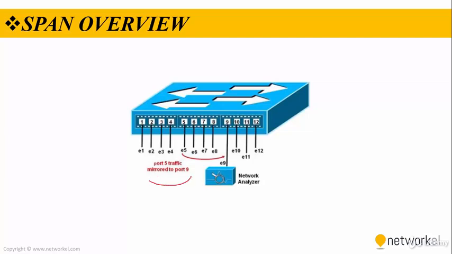As we can see in the figure, we have Ethernet 5 and Ethernet 9 ports of the switch. If you want to monitor the traffic coming to the 5th port from the 9th port, we use the SPAN feature and we use a network analyzer on the 9th port of our switch, like a Wireshark PC.